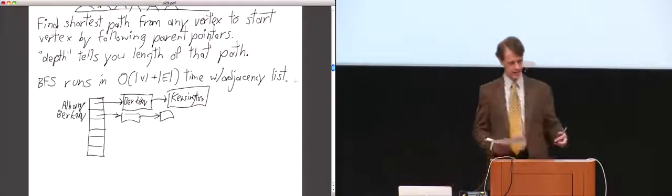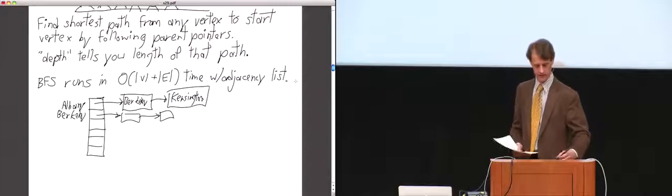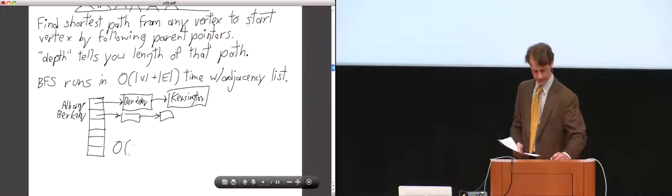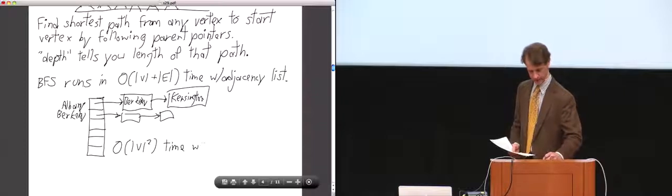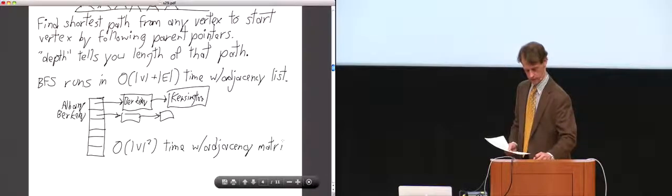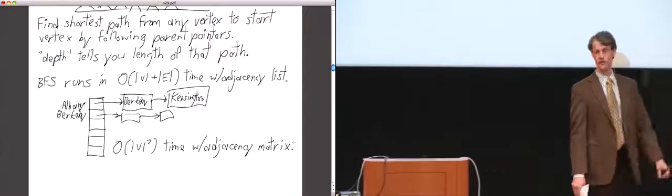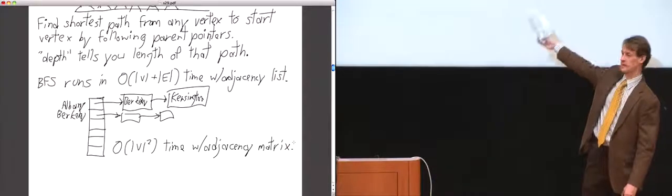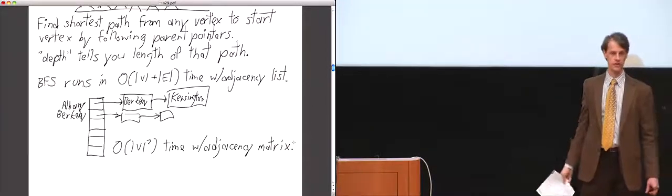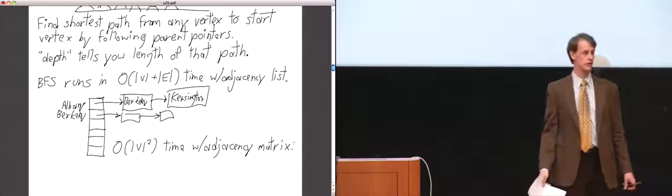All right, so as I said, BFS runs in big O of V plus E time with an adjacency list, but it's big O of V squared time with an adjacency matrix. And let me remind you that that's exactly the same as depth first search. Those two running times for those two data structures are the same, depth first search or breadth first search.